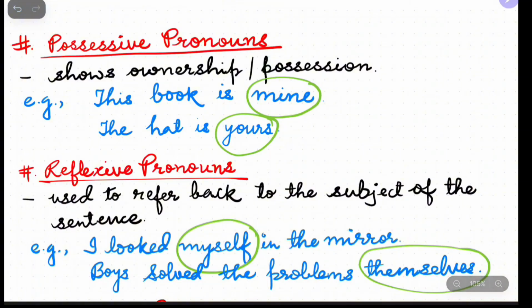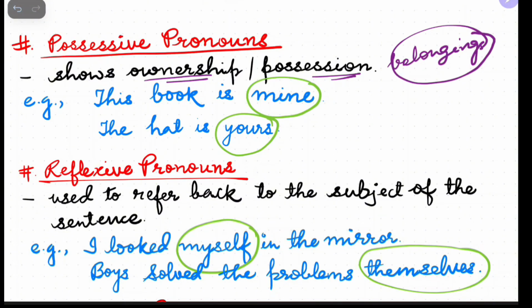The next type of pronoun is possessive pronoun. So what are possessive pronouns? Possessive pronouns show ownership or possession, right? It is showing some belongings. It belongs to someone, right? We will see the example. This book is mine. You see mine here? The hat is yours. So both of these are examples of possessive pronouns. This is showing a belonging, right?